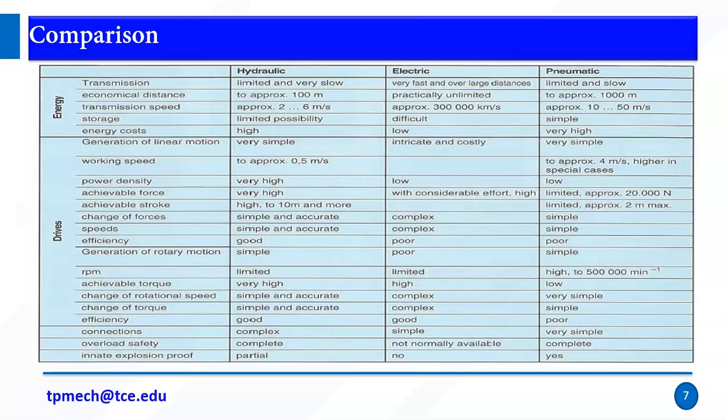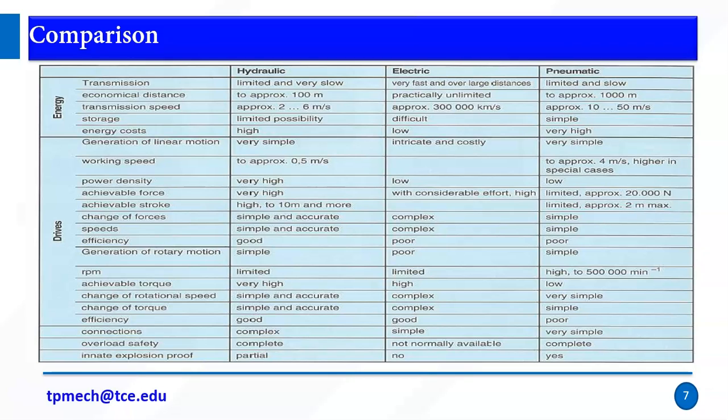Similarly, for transmission speed, electric is a good one. It has 3000 kilometers per second. Assume that every second it can travel 3000 kilometers. But if you compare hydraulic, every second it may travel 2 to 6 meters. Pneumatic may travel 10 to 50 meters per second. We can increase the speed of the hydraulic system, but for safety reasons we never do.